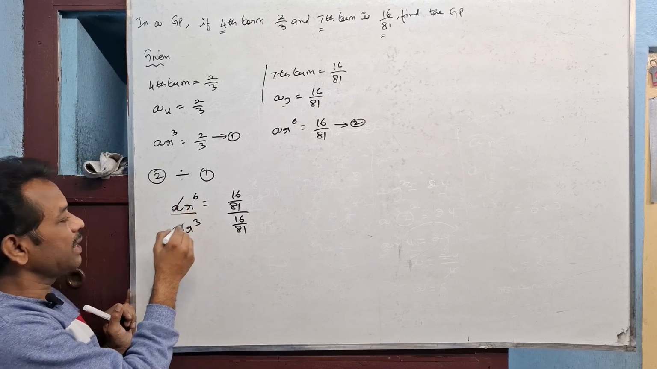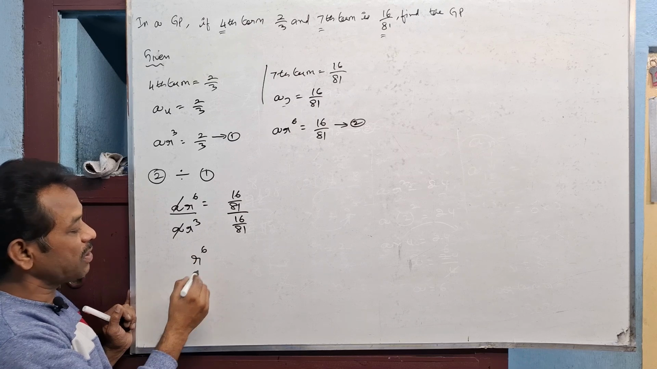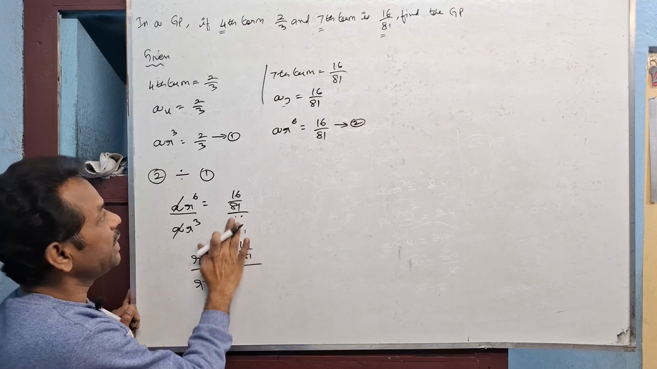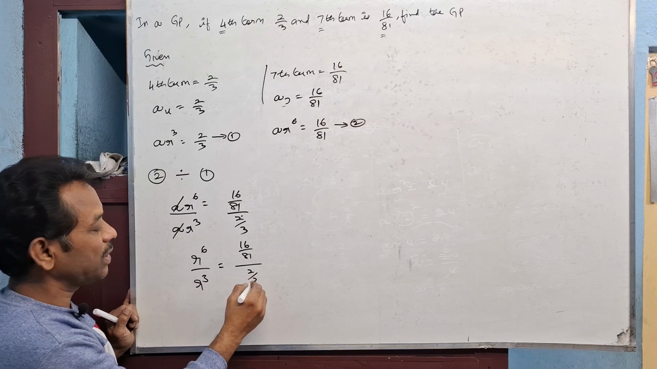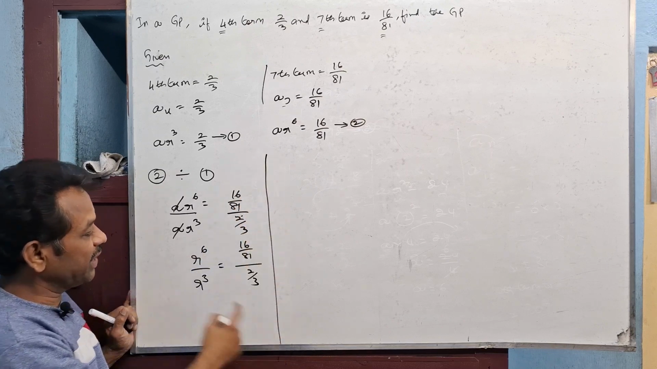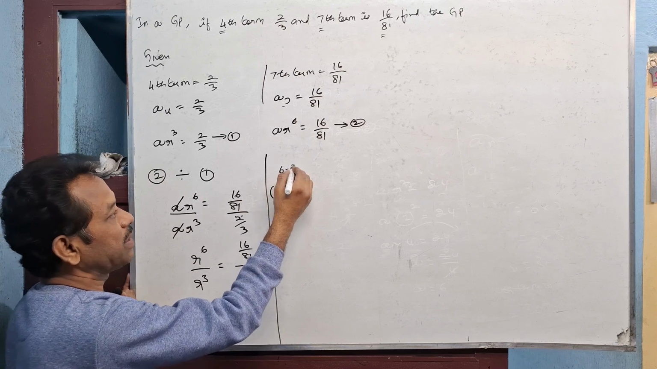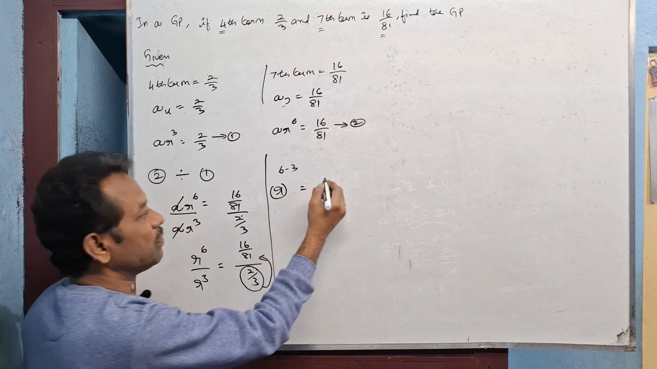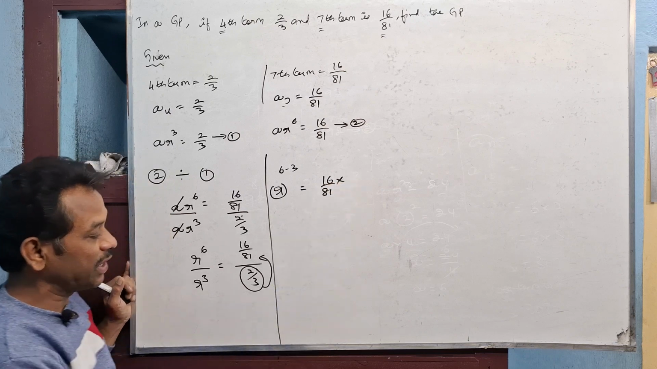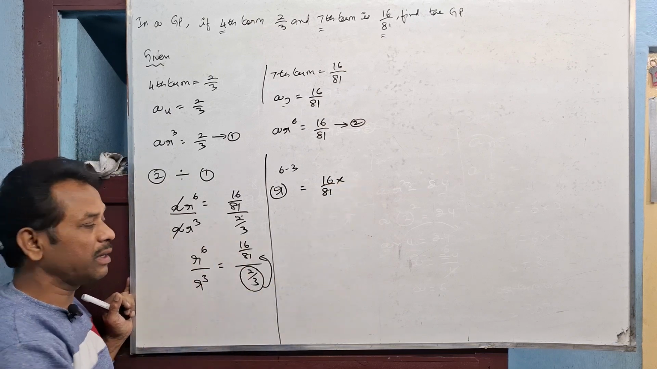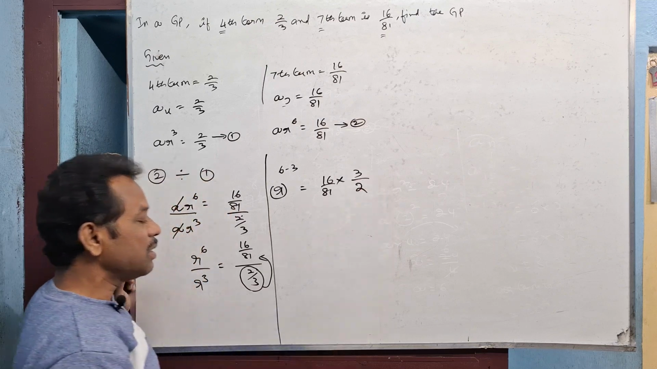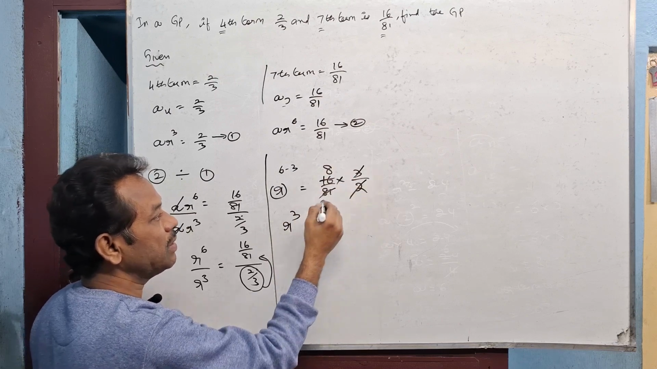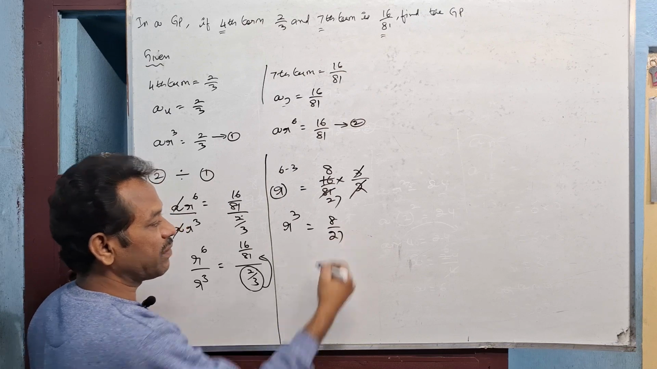Now we can cancel A and A. We have R power of 6 by R power of 3 equal to 16 by 81 divided by 2 by 3. So the LHS is R to the power of 6 minus 3 equal to 16 by 81 into, when we shift 2 by 3 to the numerator, we have to write the reciprocal of that, which is 3 by 2. So we get R power of 3 equal to 2 ones are 2, 2 8s are 16, 3 ones are 3, 3 9s are 27. So we get 8 by 27.